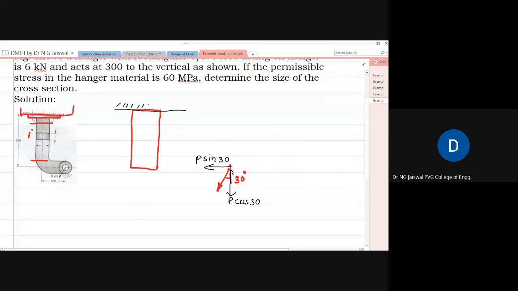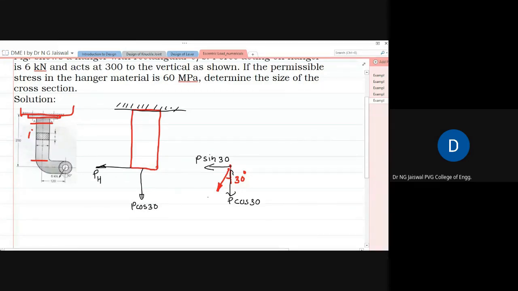No need to show the force here, because this is also shown here, the fixed support. This P sin 30 will be simply here, P sin 30. This will be that PH, say, H for horizontal. And this force, P cos 30, will be here. This is that P cos 30.